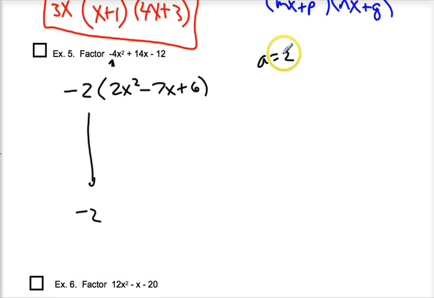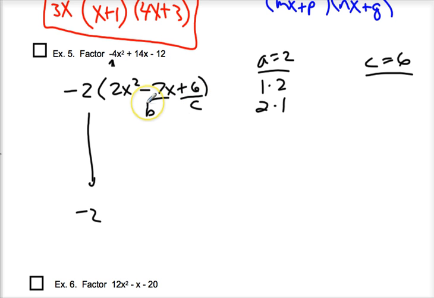Now I write A as 2 and C is 6. And I'll write the factors of 2. Well, that's 1 and 2. And I got to flip one of these, so I might as well flip this one. It's pretty easy to do. Make that 2, 1. Now when I write the factors of C, I have to think about the signs. C is positive and B is negative. That tells me that these are both negative over here. So I can do something like negative 1, negative 6, or negative 2, negative 3.